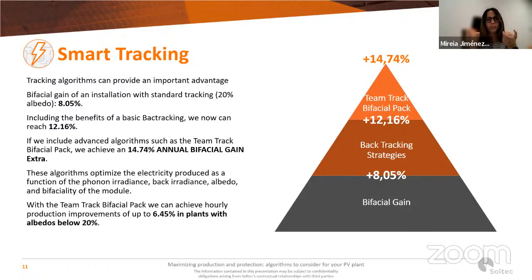On top of all this, what Soltec proposes is to use a package of algorithms that optimize the electricity produced depending on the diffuse radiation, bifacial parameters, or even the module temperature. In this case, for example, the total bifacial gain was around 15%.